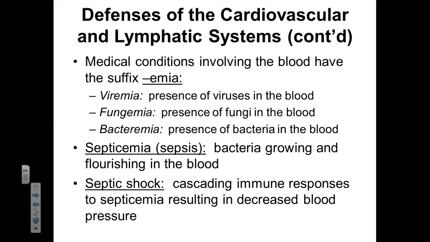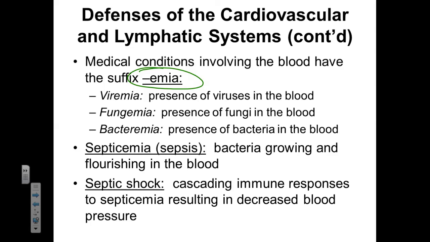Now, as we look at our cardiovascular and lymphatic systems, those two main branches of our circulatory system, anything that we see that involves the blood is going to have the suffix emia. So viremia is going to be the presence of viruses in the blood. We've been using this term multiple times throughout the course. We've talked about viremia multiple times. That just means the viruses are in the bloodstream. Fungemia is fungi in the blood.